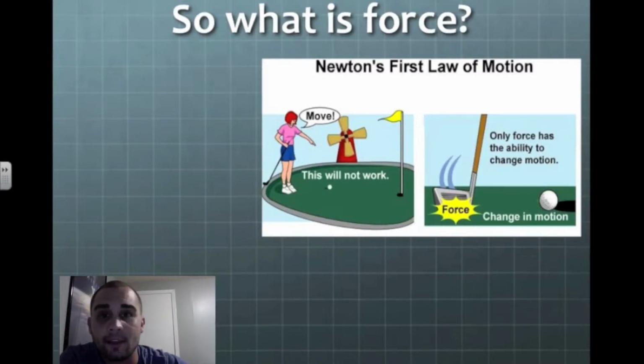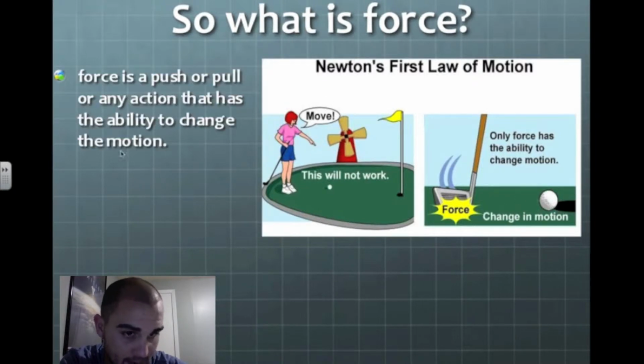What's up, guys? That video was there to introduce force for us, and the truck on the left definitely had more force than the truck on the right, and we'll talk about that later on as we get through this slide. This first picture here is supposed to illustrate what force is. This lady's telling a golf ball to move, and this won't work. The golf ball's not going to move by a verbal command. However, if she applies a force, it will. So only force has the ability to change motion. And right here it shows the golf club is the force. It applies the force to the ball when it hits it to cause it to move.